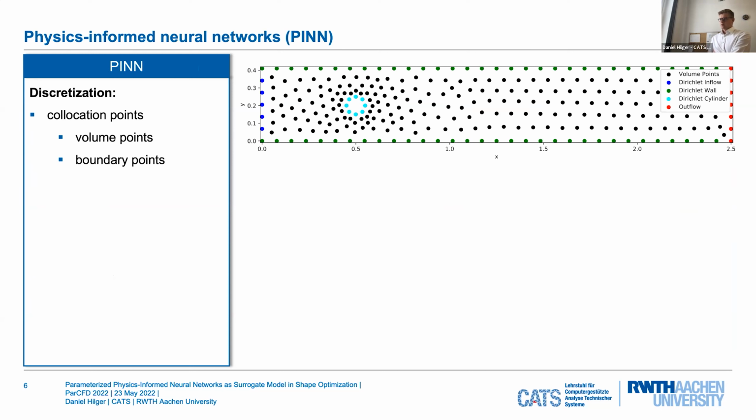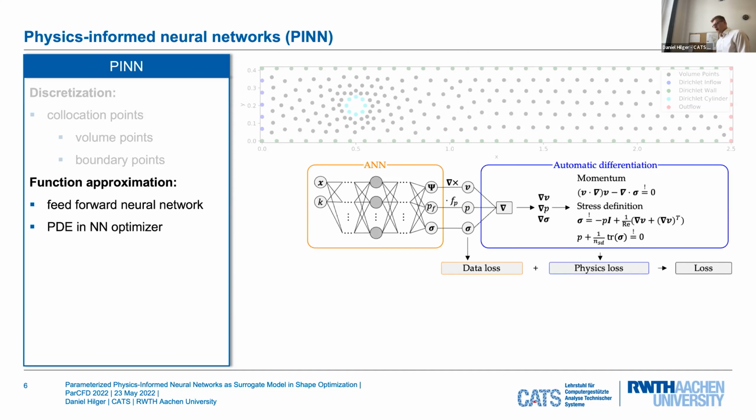We have some domain representation by a point set, and we further divide the point set into volume points and boundary points, very similar to finite element analysis. On the boundary points, we have some known values. We then want to train a function approximator, in this case a simple feed-forward neural network. But we extend this feed-forward network by adding some physical information to it.